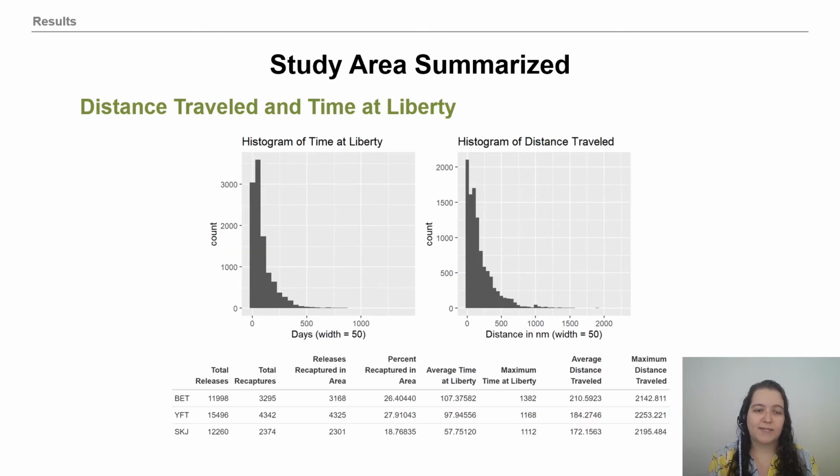The second thing I summarized is distance traveled and time at liberty. These are important because by looking at the distributions of the time at liberty and distance traveled, as well as the average time and maximums, I am able to summarize how far the fish are able to travel within certain amounts of time. But what is actually more useful is looking at all of this on a single release event.